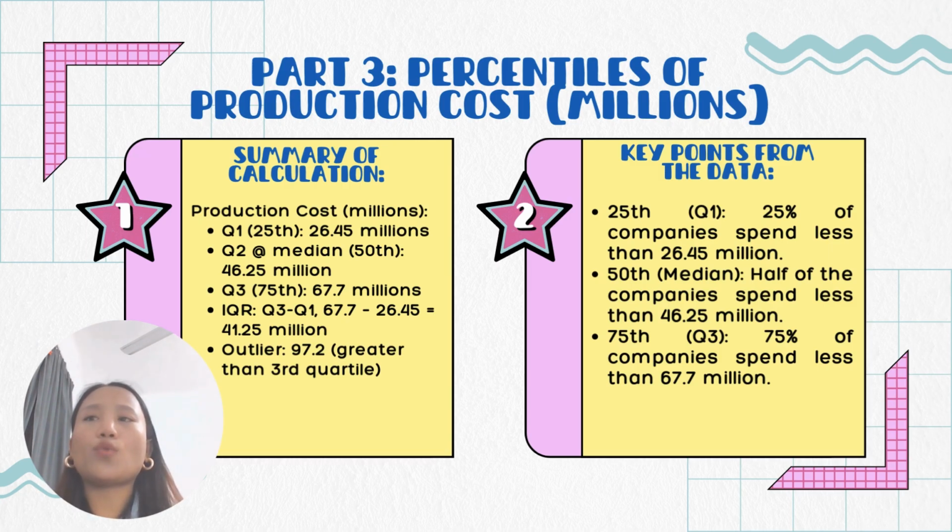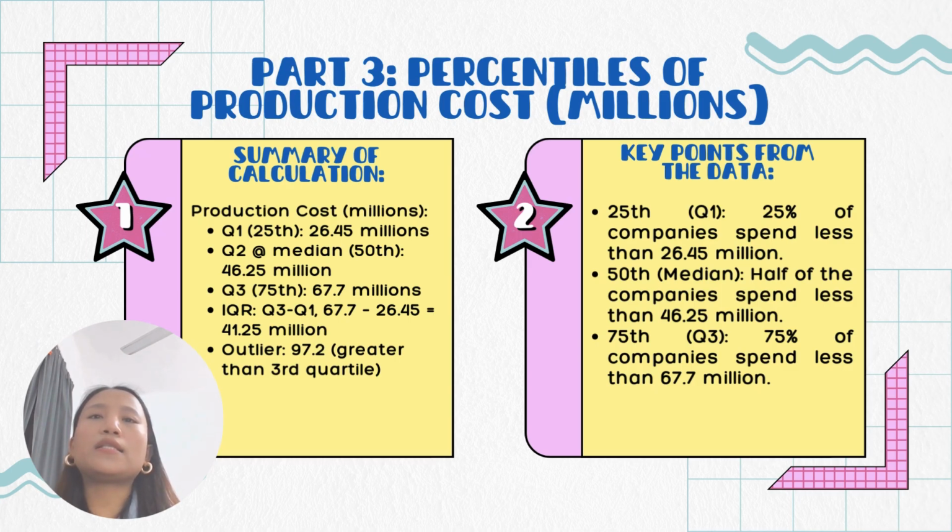And the IQR, which is the interquartile range, is a calculation to rule out an outlier. So any number that is greater than this 41.25 million, we consider the number as an outlier. How we calculate it is by subtracting Q1 from Q3. So Q3 is 67.7 minus Q1 26.45, so we get 41.26 million.